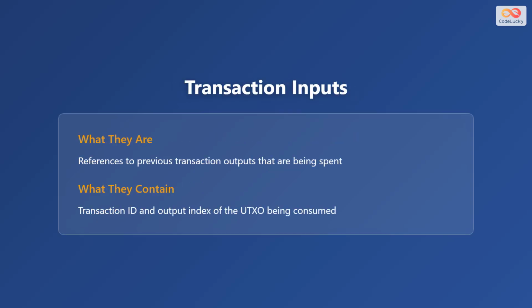Now let's examine transaction inputs in detail. Inputs are references to previous transaction outputs that are being spent. They don't contain Bitcoin themselves. Instead, they point to existing UTXOs on the blockchain. Each input contains a transaction ID and an output index that identifies exactly which UTXO is being consumed. This creates a chain of transactions that can be traced all the way back through the blockchain.